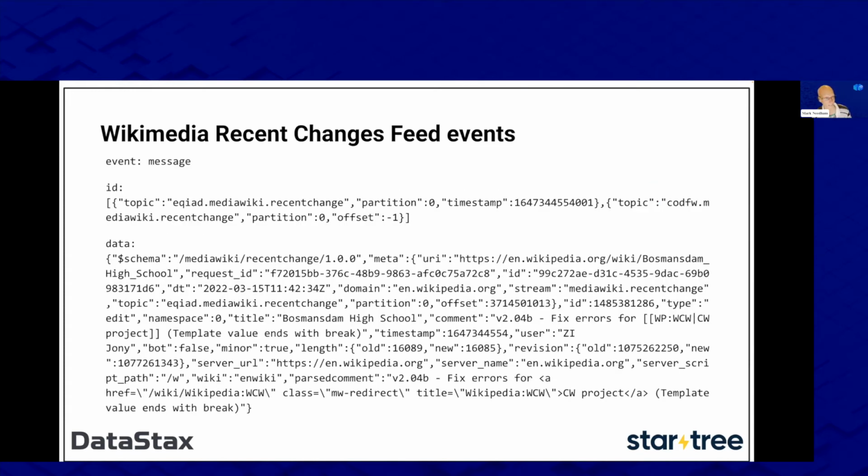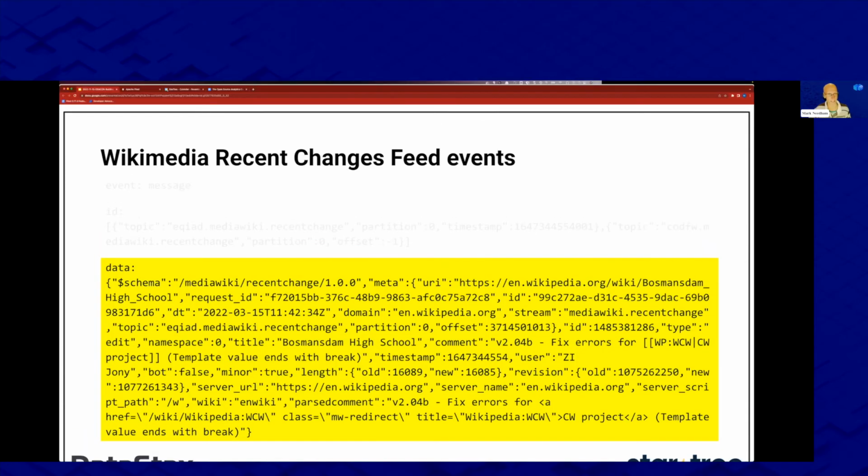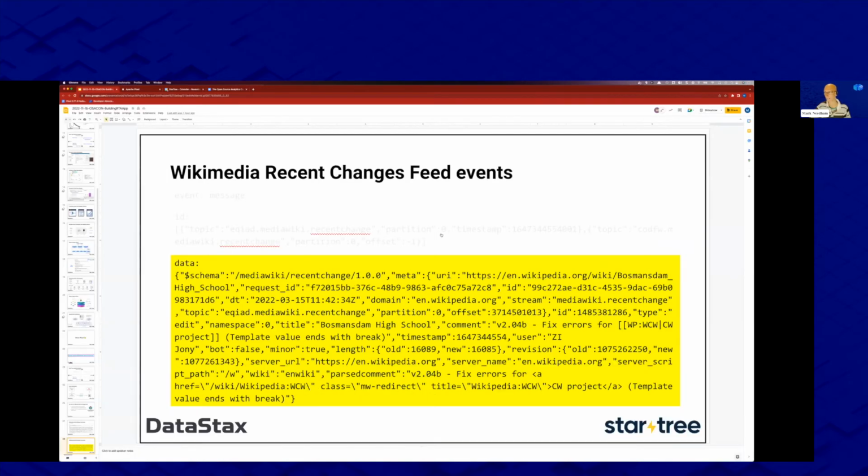This is what those events look like. So we get three properties: an event, an ID, and a data. And data is where we're mostly interested, and it has effectively a bunch of JSON that we can consume. So, yeah, that's what it looks like. Now let's have a look at the demo.